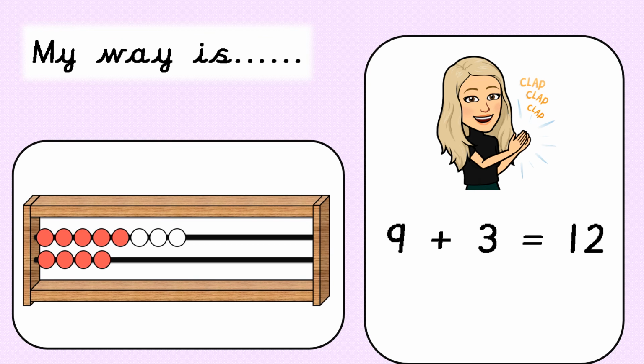Okay, my way of making 12 was 9 red and 3 white. So my number sentence was 9 add 3 equals 12. And that's how I made the whole number of 12. So if you got my way, give yourself a fairy clap. If you made 12 other ways, then that's fantastic as well. That means that you're really good at partitioning numbers into different parts.